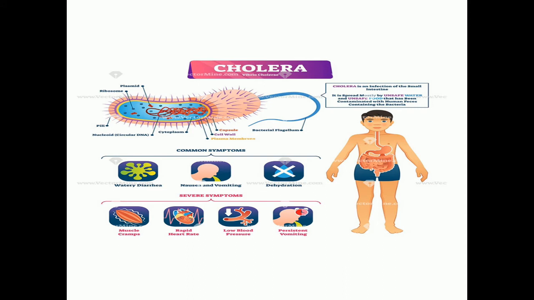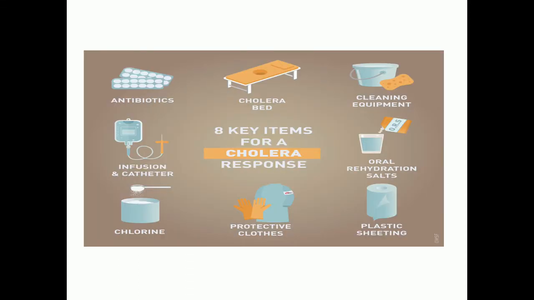Now, the symptoms of cholera: rapid heartbeat, loss of skin elasticity, dry mucous membranes, low blood pressure, thirst, and muscle cramps. These are some basic symptoms of cholera. If a person is suffering from cholera, there are eight key items for a cholera response: they should take antibiotics, use a separate cholera bed, clean the equipment properly, take oral rehydration salts for the diarrhea, and use plastic sheets, protective clothes, and chlorine. So these are the basic symptoms and the basic measures during cholera.